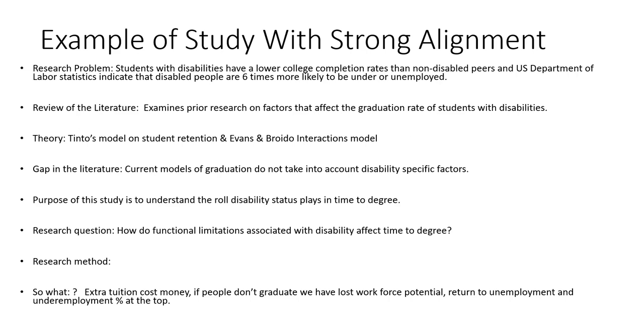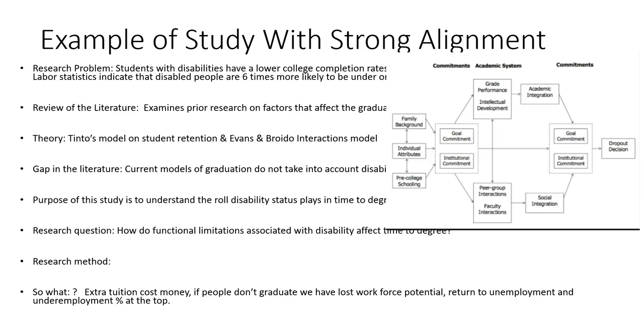This is an example of a study with stronger alignment. So the research problem here: students with disabilities have a lower college completion rate than their non-disabled peers. And we know that the U.S. Department of Education labor statistics indicate that disabled people are 6 times more likely to be under- or unemployed in comparison to non-disabled peers. Our review of the literature is going to examine prior research on factors that affect graduation rates of students with disabilities. We are going to use Tinto's model on student retention, and that model looks like this.